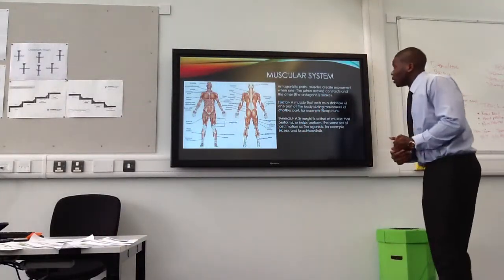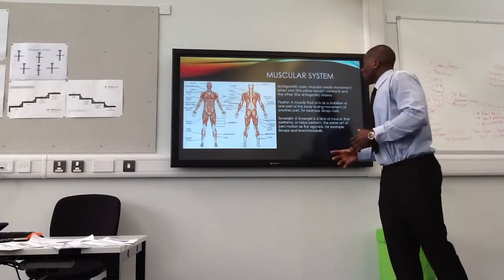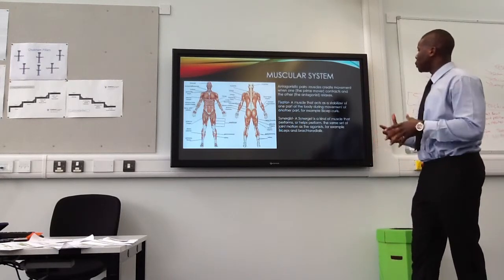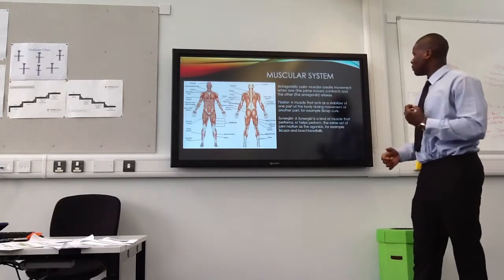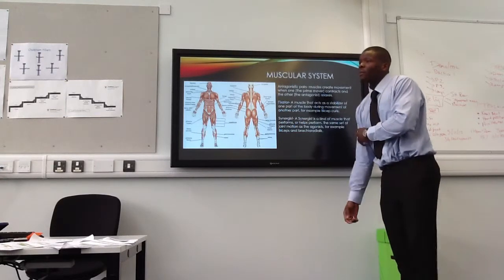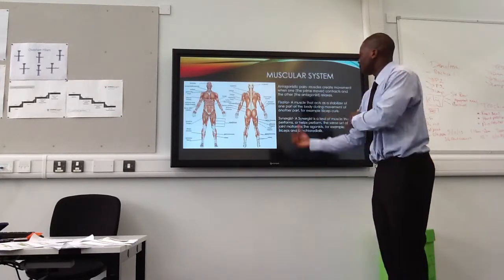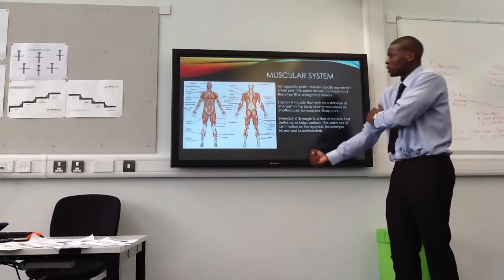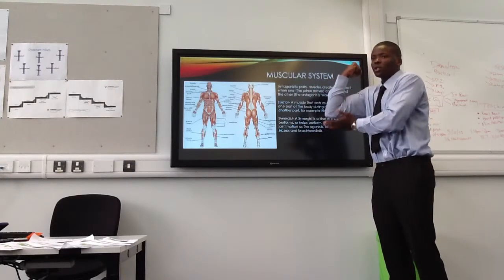Alright. We're going to start with antagonistic pairs. Those are muscles that create movement: when one, the prime mover, contracts, the other, the antagonist, relaxes. A common example is the biceps and the triceps. When you're doing bicep curls, the bicep is the prime mover, so it contracts, and when it contracts, the triceps relax.